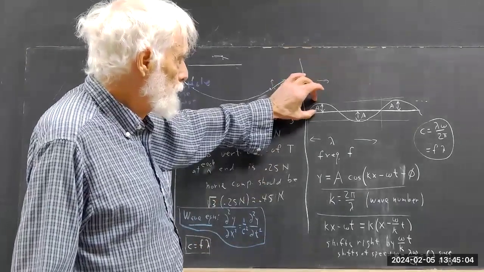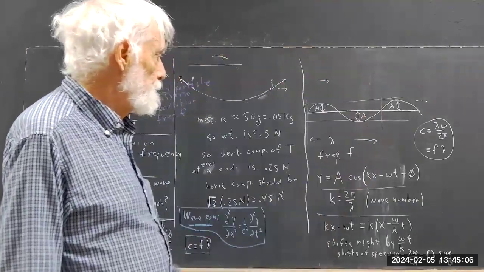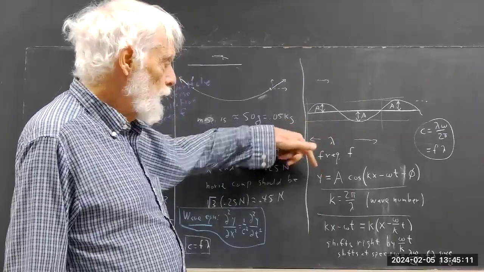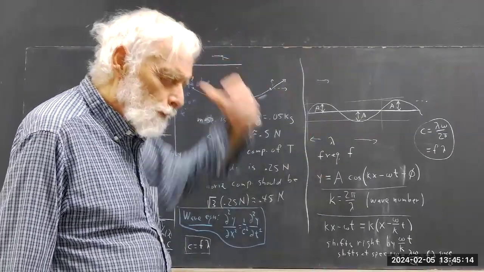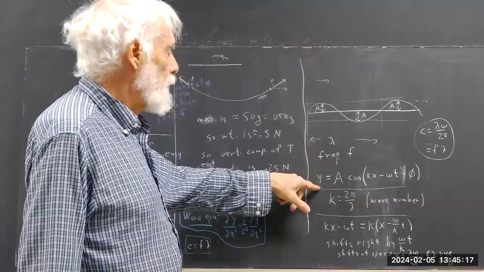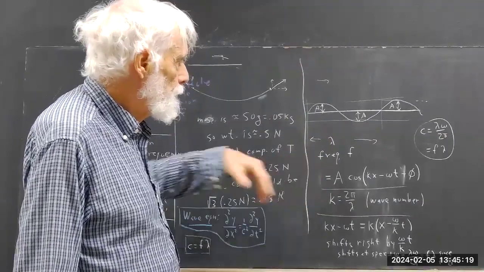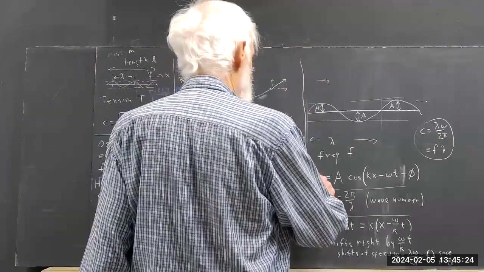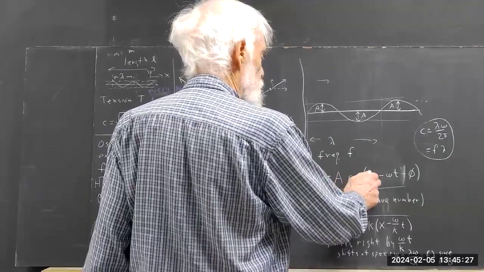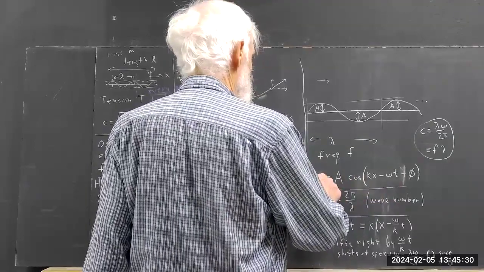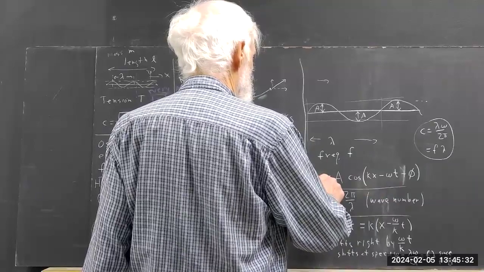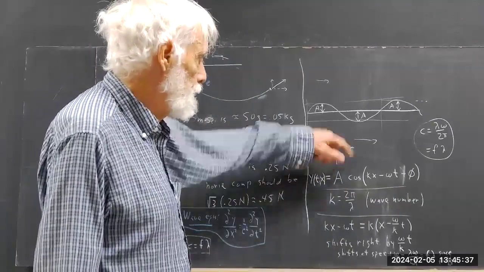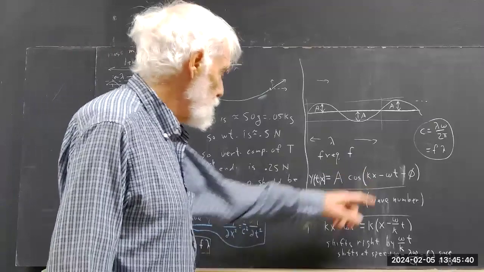Here's a basic picture. There's your amplitude, and you have some frequency f. I'm claiming that the function that gives you the movement of a point on the medium is y equals A cosine of kx minus omega t. That's a function of two variables, x and t. Okay, y is a function of two variables.